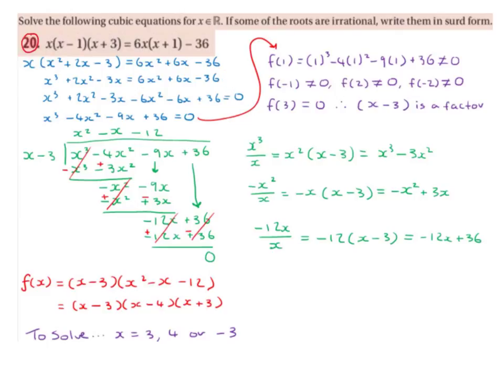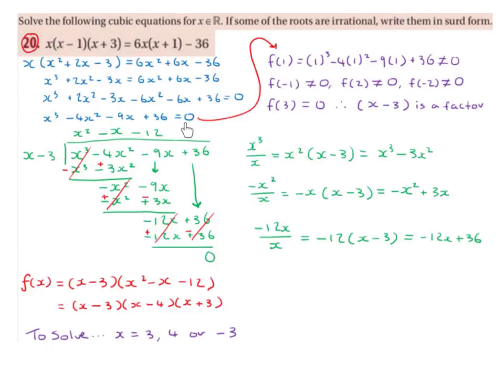Then we're going to bring all the terms over to the left. So the 6x squared becomes minus 6x squared. The 6x becomes minus 6x, the minus 36 becomes plus 36, and that's all equal to 0. Then we bring down the x cubed, the 2x squared and the minus 6x squared give us minus 4x squared. The minus 3x and the minus 6x give us minus 9x. We bring down the plus 36 and they equal 0. So now we have a cubic equation, x cubed minus 4x squared minus 9x plus 36 is equal to 0.